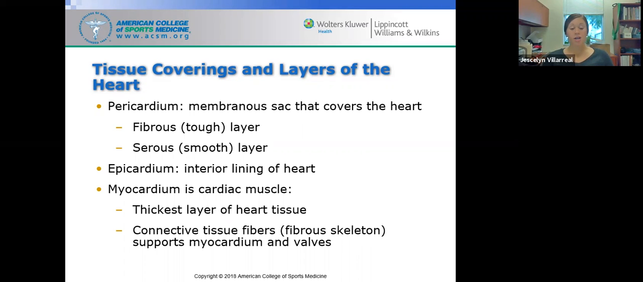Your epicardium is the interior lining of the heart, and your myocardium is the cardiac muscle. It's the thickest layer of heart tissue. Connective tissue fibers support the myocardium and valves.